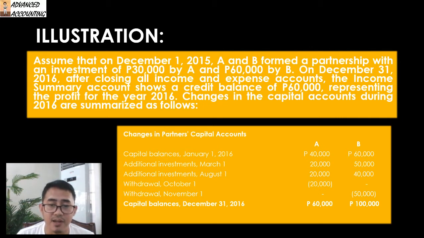A made a withdrawal on October 1, a permanent withdrawal of 20,000, and B made a withdrawal on November 1 amounting to 50,000. So there is this ending balance on December 31, 2016: 60,000 for A and 100,000 for B. Okay, since this illustration will be used throughout the video, you should know the key amounts.